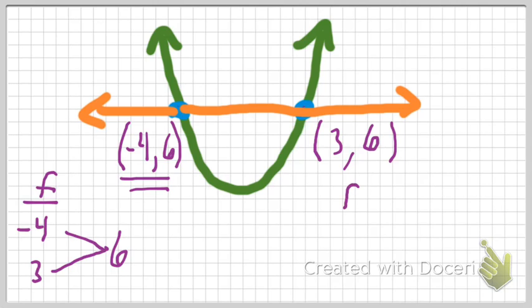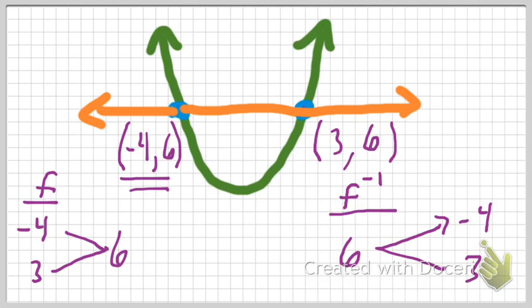What that tells you is that if you look at the inverse, where you switch the x and y coordinates, the point 6 will get mapped to -4, and it will get mapped to 3. And since that inverse would have one input that gave you 2 different outputs, the inverse is not a function. So, when a function's graph does not pass a horizontal line test, its inverse is not a function. And if it does pass a horizontal line test, then the inverse is a function. Alright, let's move on.